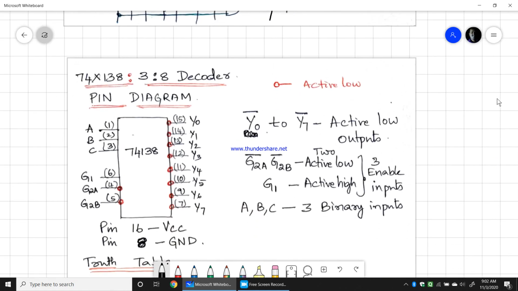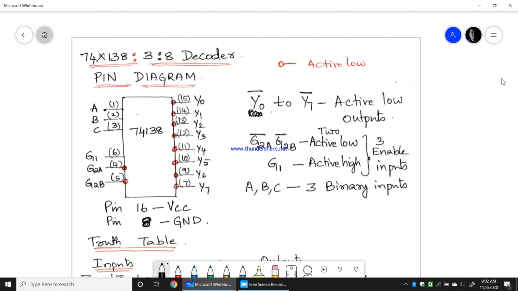Now we do have a ready-made IC for the 3 to 8 line decoder. We have a readily available IC for the 3:8 decoder. What is that? It is 74138. 74138 is the 3:8 line decoder IC.